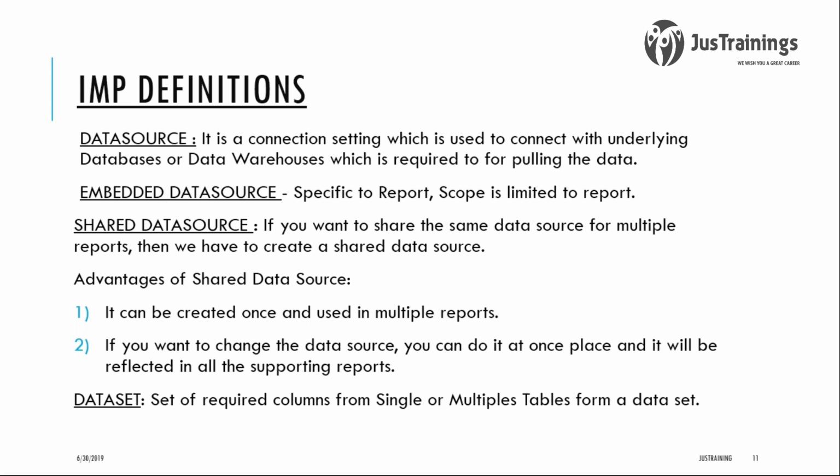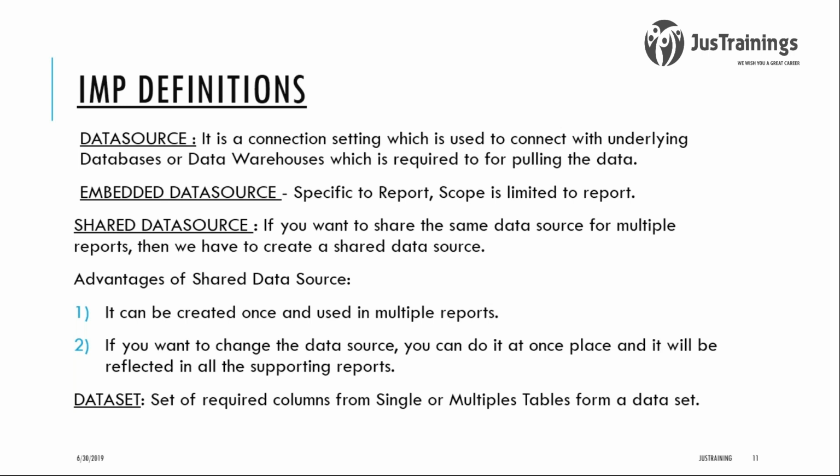What is a data set? The set of required columns from single or multiple tables is called a data set. Let's say I connected to the AdventureWorks database, and I wanted to get the data from multiple tables. There are a few tables like category, subcategory, and product table. These are the 3 tables which I want to use, and I want to get some required columns from the 3 tables. Then you can use a data set.